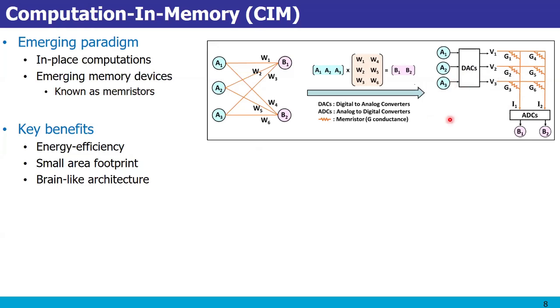Now, what is shown here is kind of an ideal picture because the resolutions of these data converters are limited and the bit size of the memristor is limited.